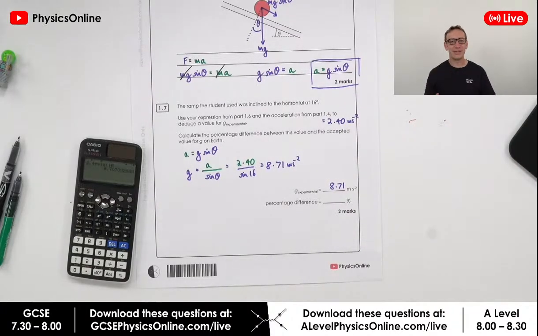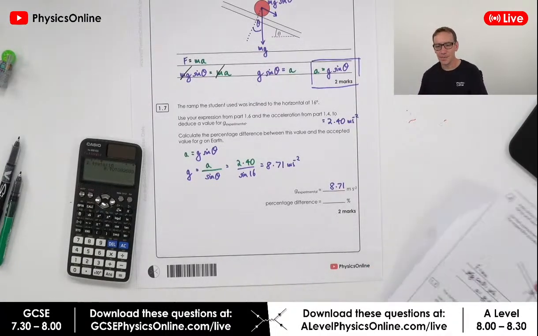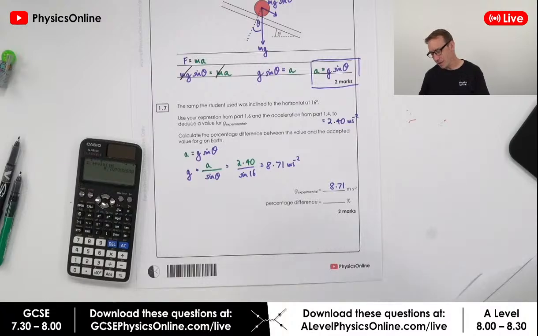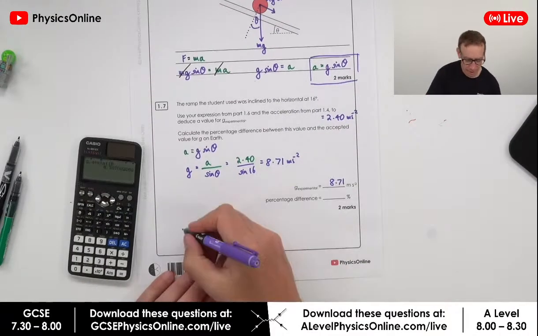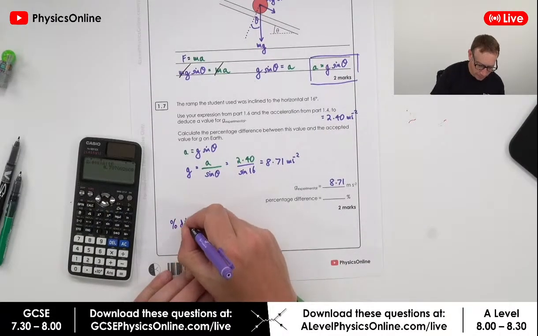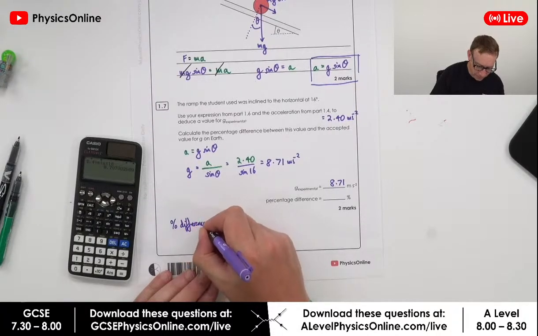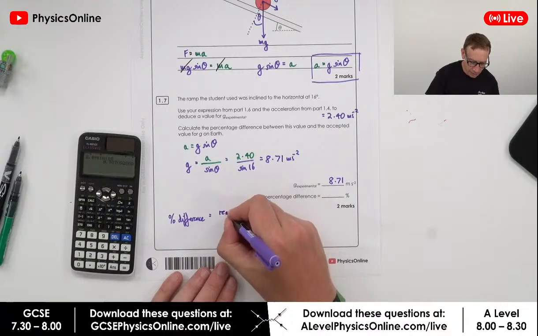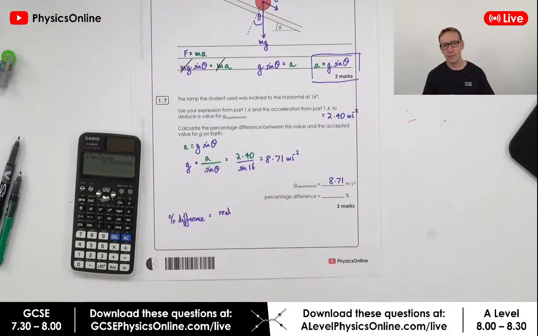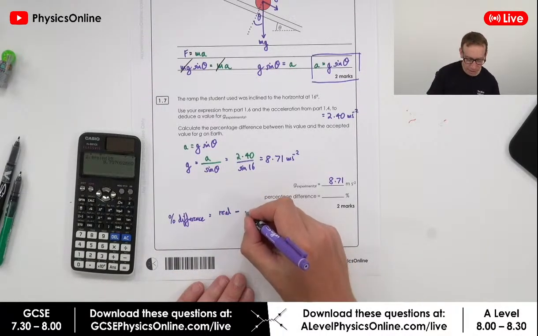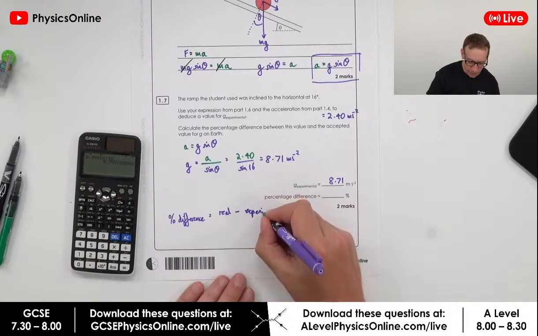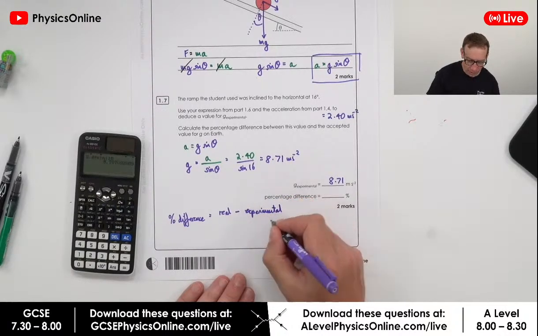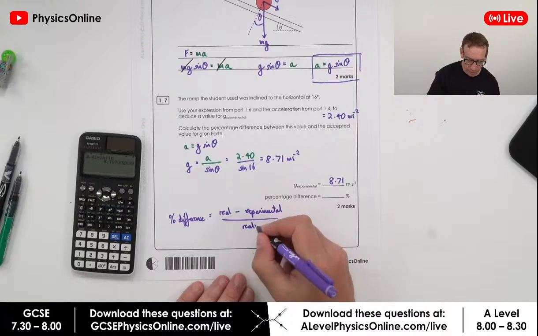So what is the percentage difference? This is something that doesn't always come up that often, but I still think it's something that you need to know about. The percentage difference is equal to the real value, or the accepted value or the true value, which in this case would be 9.81, take away the experimental value. So it's the difference between these two things divided by the real value.